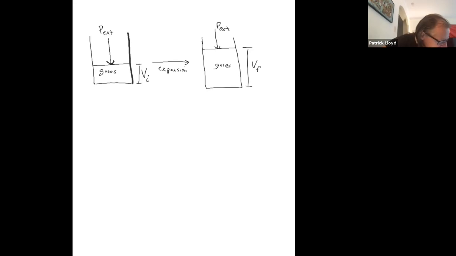So now the amount of mechanical work due to this expansion is minus P delta V, which is minus P external, the external pressure, times V final minus V initial. Okay, very, very simple.